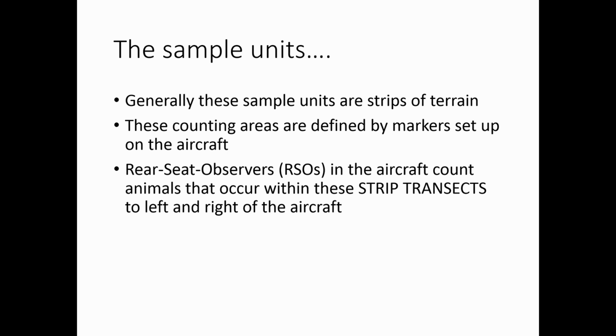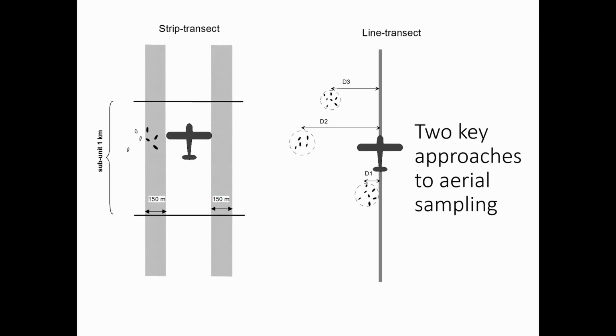And generally speaking, it's set up so that you would not be biasing the transects in any way. Either you can set them up randomly, as the old-fashioned way of Mr. Jolly, or systematically, but you are not concentrating them in the areas that you know more, and then using that to extrapolate to the whole survey area. It's a systematic process. The rear seat observers in the aircraft count animals that occur within these strips. Now, along the way, if you're interested in this topic, you will come across two very contrasting types of aerial sampling.